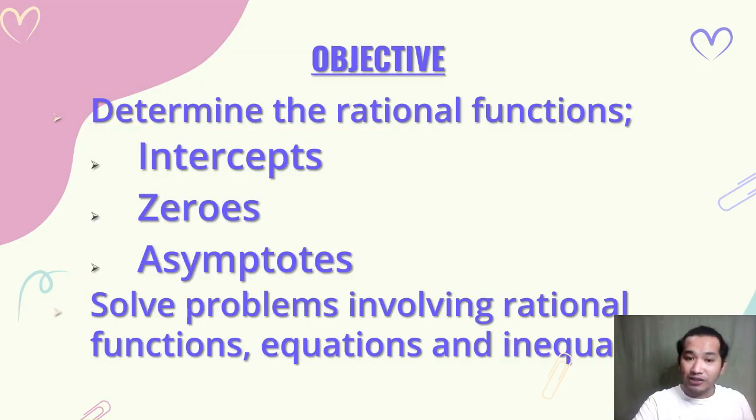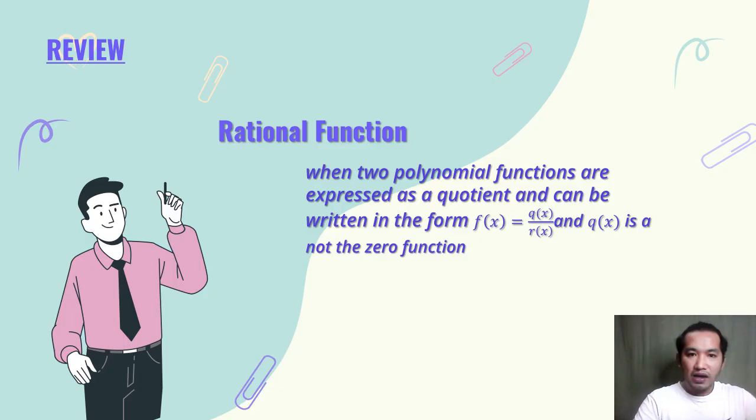The objective of this lesson is to know the meaning of intercepts, zeros, and asymptotes, identify the intercepts, zeros, and asymptotes of a rational function, and then solve for the intercepts, zeros, and asymptotes of the rational functions. In the previous lesson, you learned how to find the domain and range of a rational function. In this particular lesson, determining intercepts, zeros, and asymptotes of the rational function will be done. Knowing fully the concept of the different properties of a rational function will be your guide to easily determine the behavior of the rational function.